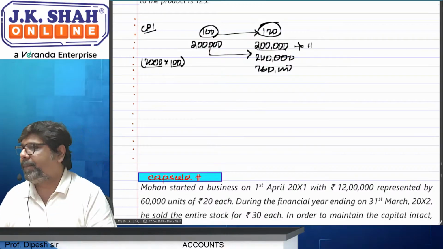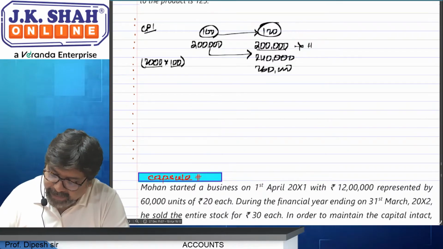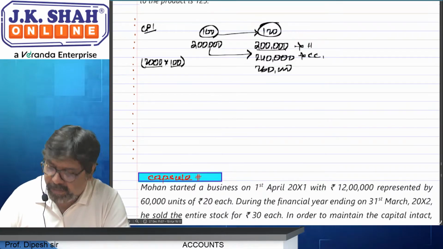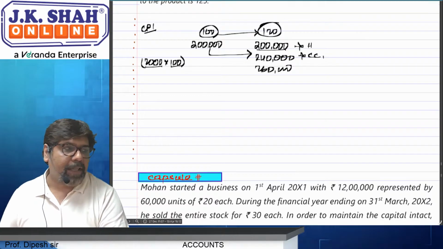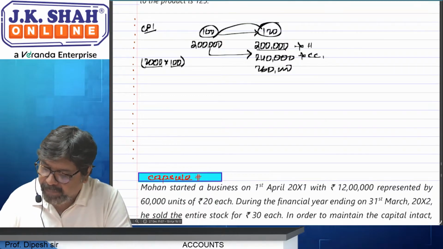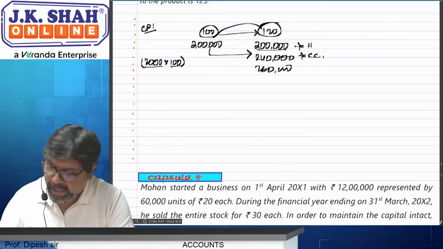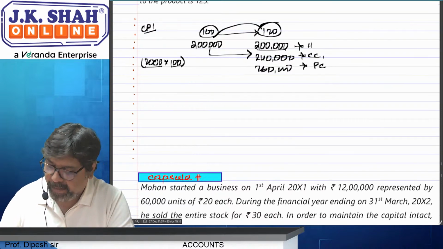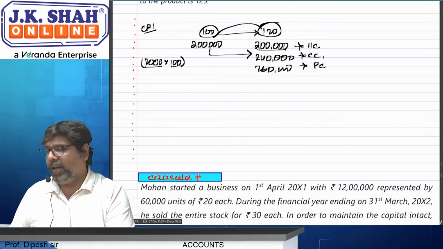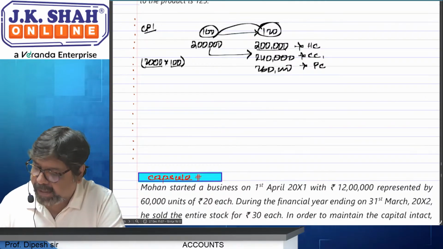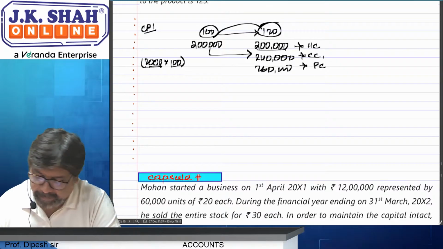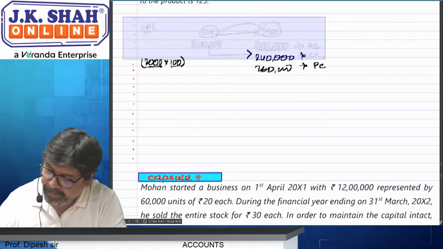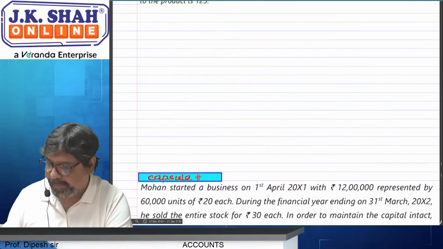Which capital? This capital is known as current cost. Capital at current cost. Current cost means inflation adjusted. And this capital is known as physical cost. Historical cost, physical cost, and current cost. Physical cost means we calculated on the basis of units. Am I clear? Yes sir, no sir.